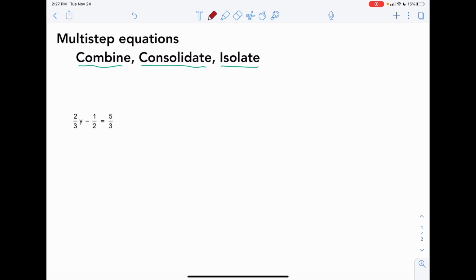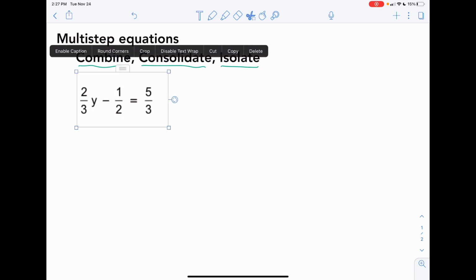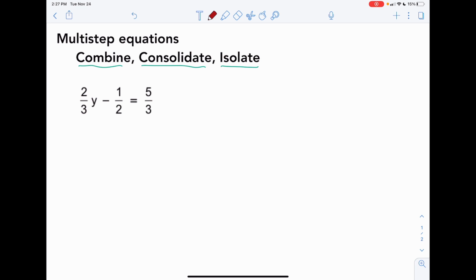When we have multi-step equations, we sometimes have to use all three of our basic steps, combining, consolidating, and isolating, in order to obtain the value of the variable by itself. So we look at this example here, 2/3 y minus 1/2 is equal to 5/3. Let me make it a little larger. So for us, we look to combine, and unfortunately we cannot do that. We see this term has a variable, this one does not, and this is on the other side, so nothing to combine. Okay, that's fine.